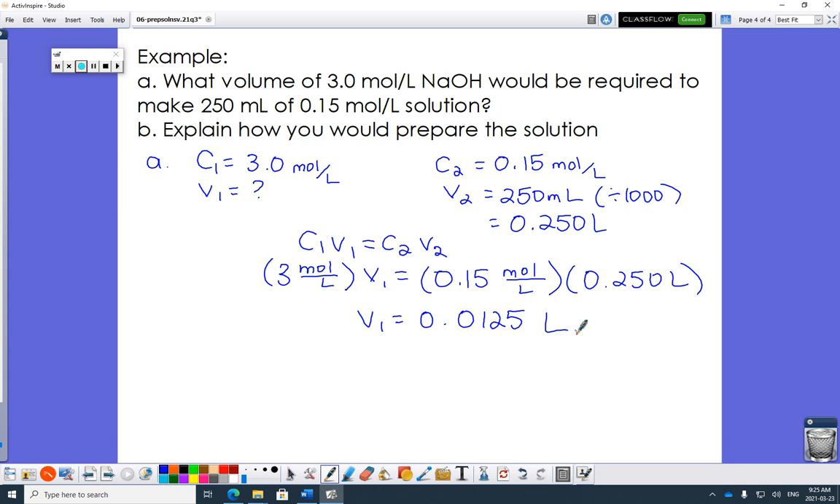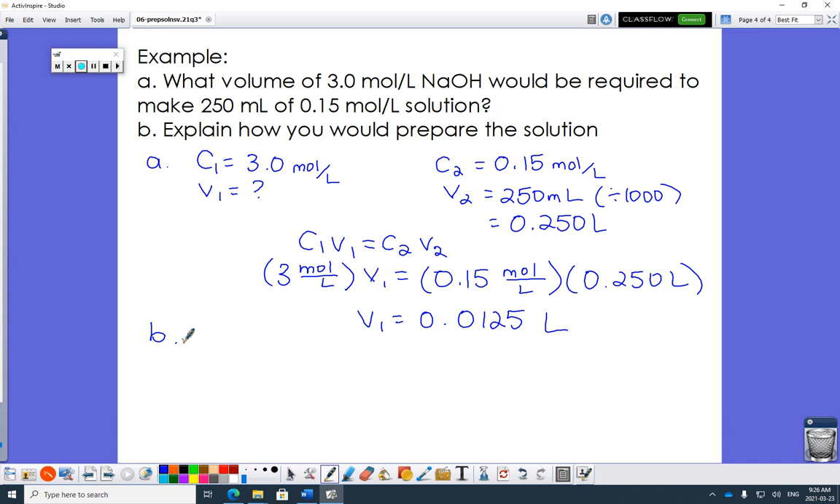So we've answered A, okay? If this was a paper and pencil task, this question would be out of like 2 or 3, pretty straightforward. So it kind of depends on the question. When we do the lab, we are going to actually prepare the solution, but technically, in this question, that is really part B, okay? So how would you prepare the solution?